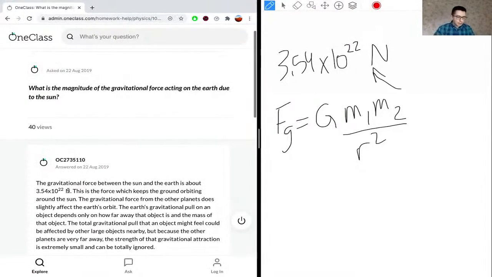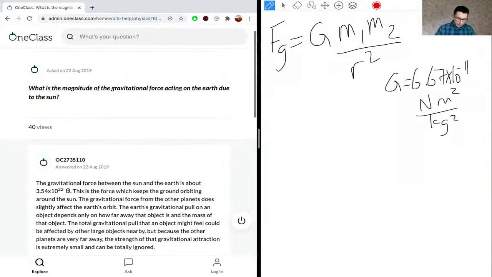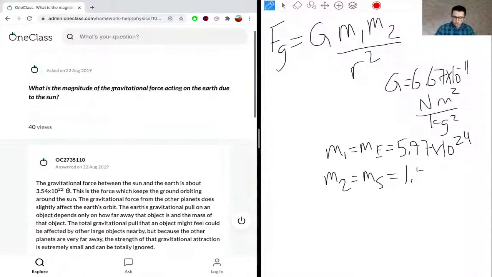So I've already searched for these values. G is equal to 6.67 times 10 to the negative 11. This is in Newton meters squared over kilogram squared. And then we have m1. Let's say m1 is the Earth mass. This is 5.97 times 10 to the 24. m2 is the mass of the Sun. The mass of the Sun is much larger at 1.99 times 10 to the 30. So it's multiples of 10 larger than the Earth, which makes sense.